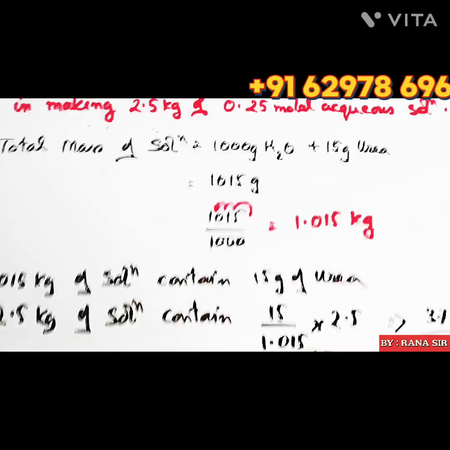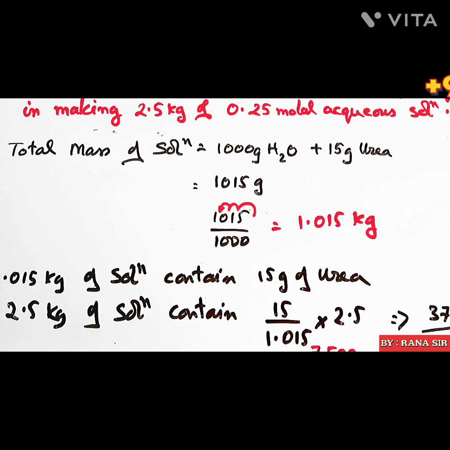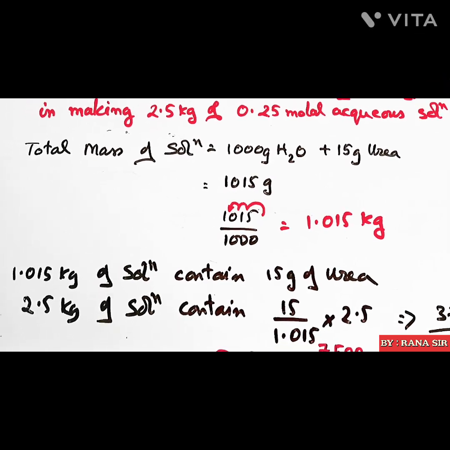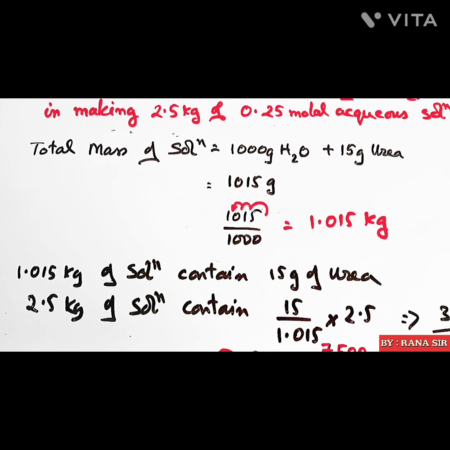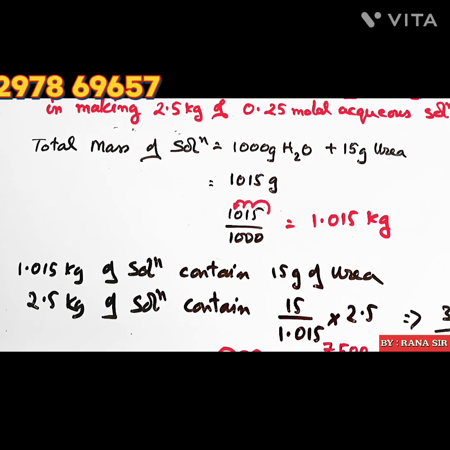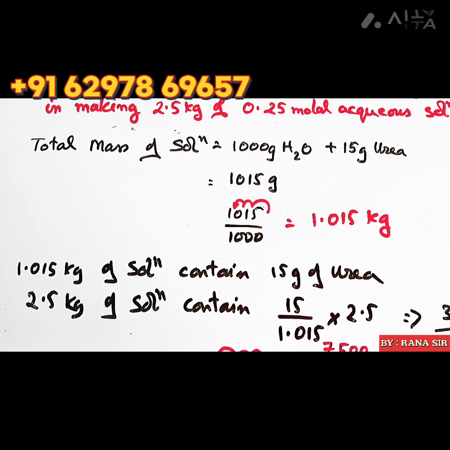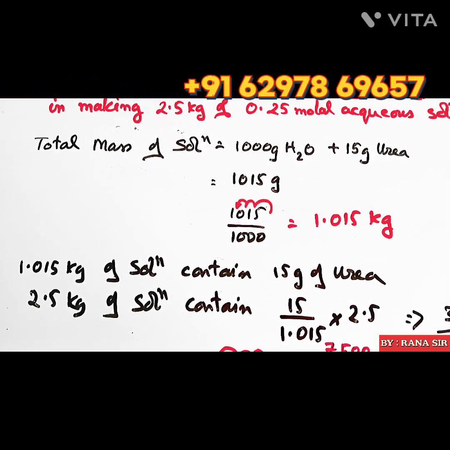Okay. So after getting the given mass of urea, that is 15 gram, now we find out the total mass of solution. Why total mass of solution? Because we need to do a unitary method, because we need to find out the mass of urea dissolved in 2.5 kilogram of the solution. So let us do it.